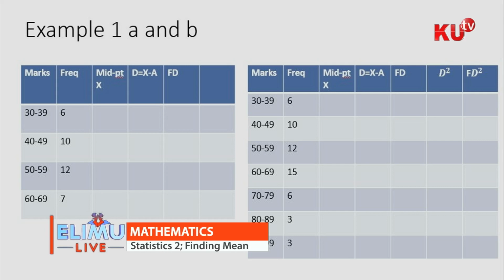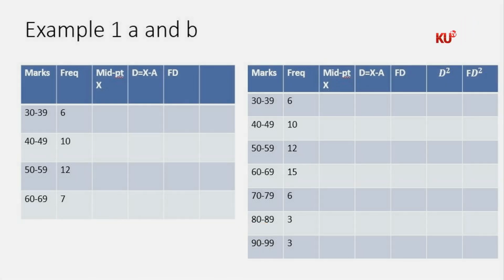Thank you. It is already projected for us. 30 to 39, we have the first category, we have 6. The next category, we have 10. And the 50 to 59, we have how many? We have 12. And lastly, 60 to 69, we have 7 students. And therefore, if you calculate the sum of frequency, summation of F, you get 35.